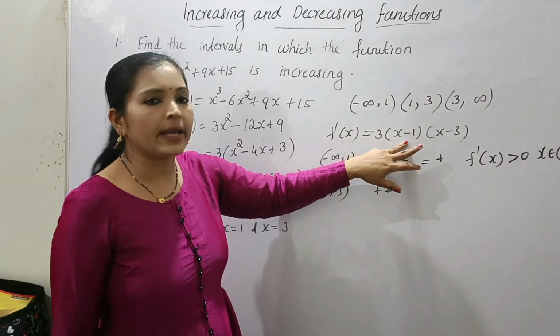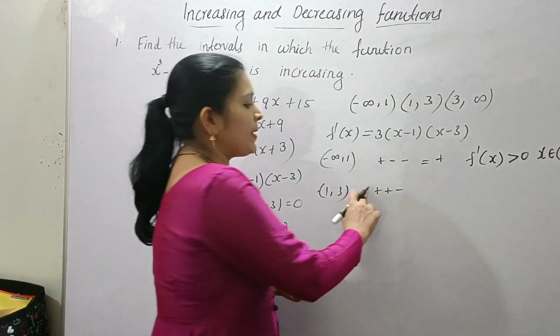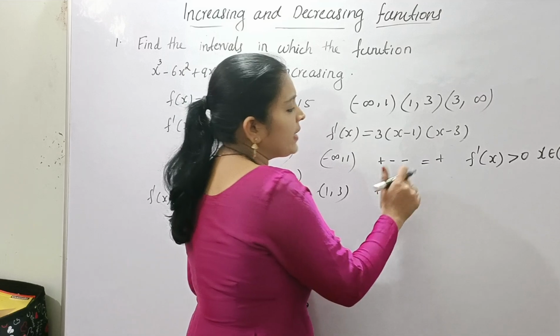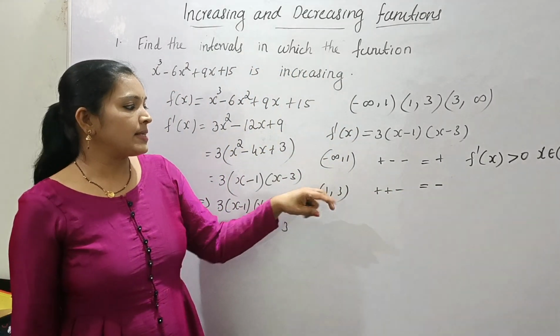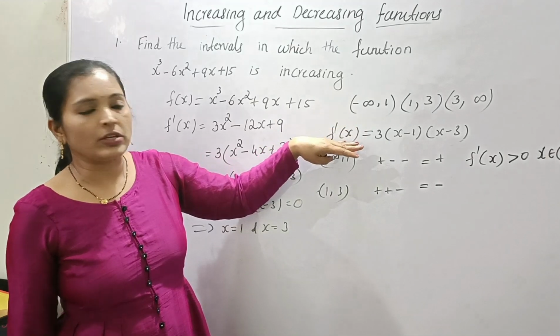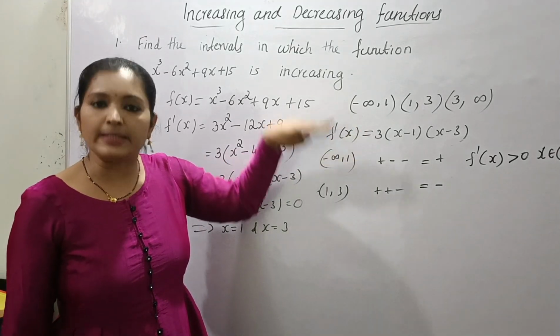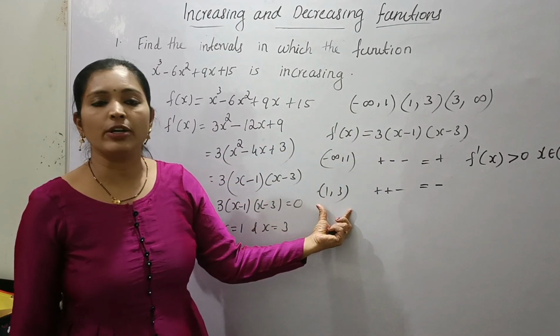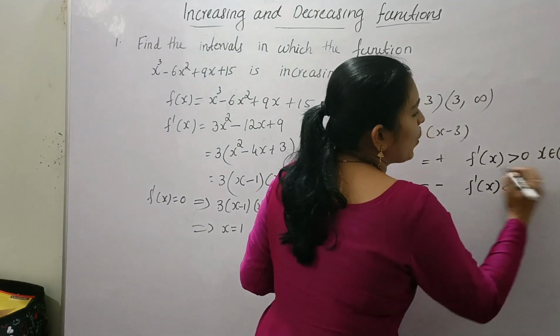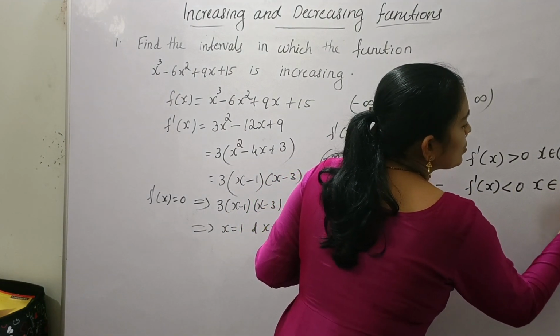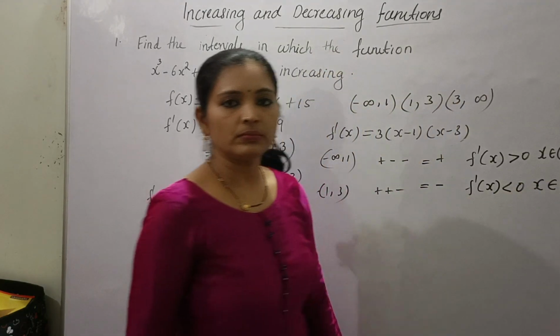The first term is plus, the second term is plus, and this one is minus. Plus into plus is plus, plus into minus is minus. So it is minus. That means this function f dash of x is negative in the interval 1 to 3. Okay, f dash of x is less than 0 when x belongs to 1 to 3.